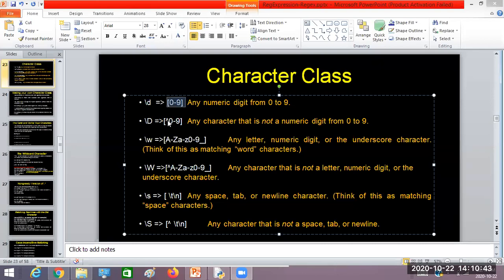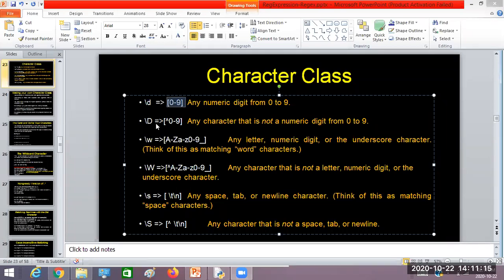If we specify the caret symbol immediately after the left square bracket, then it is a negation operation. That means other than 0 to 9, it is going to match anything other than a numeric digit, right? That's why I say here, any character that is not a numeric digit from 0 to 9. So that is capital letter D. Are you understanding?